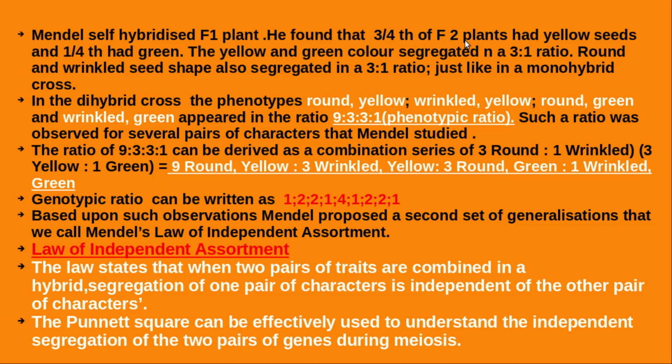3/4 of the F2 plants had yellow seeds and 1/4 had green seeds. The yellow and green colors segregate in a 3:1 ratio.